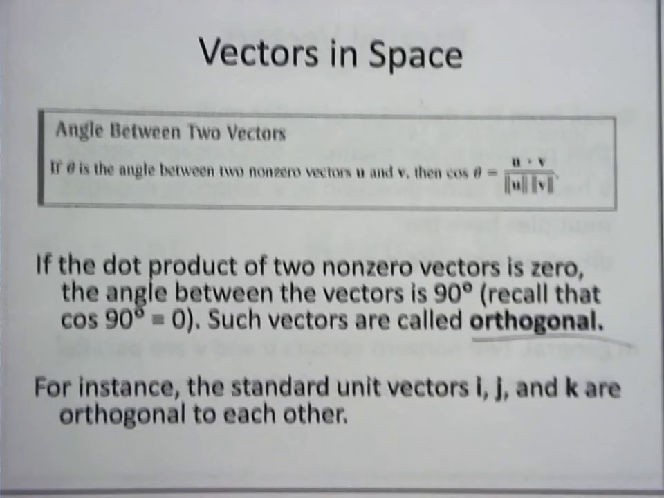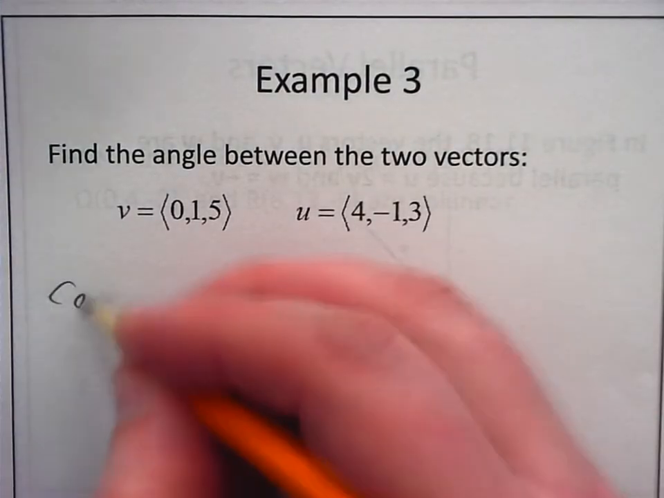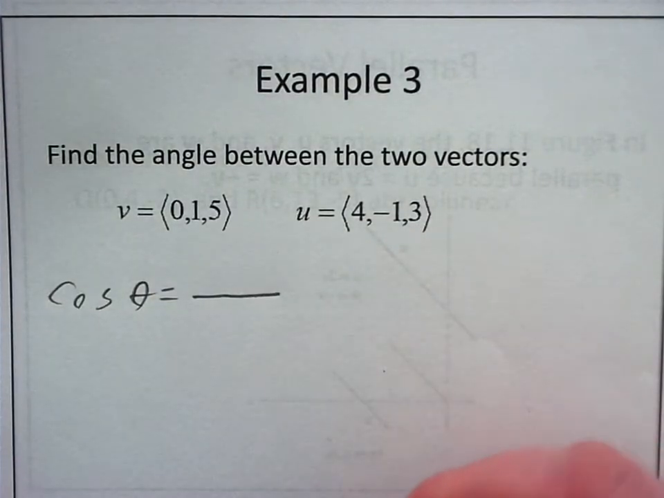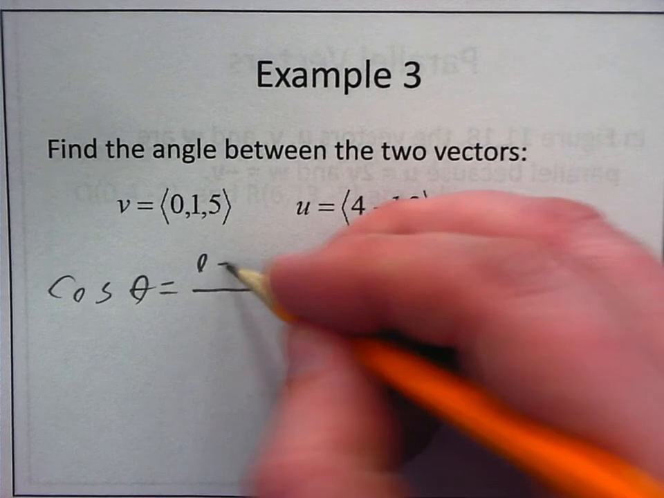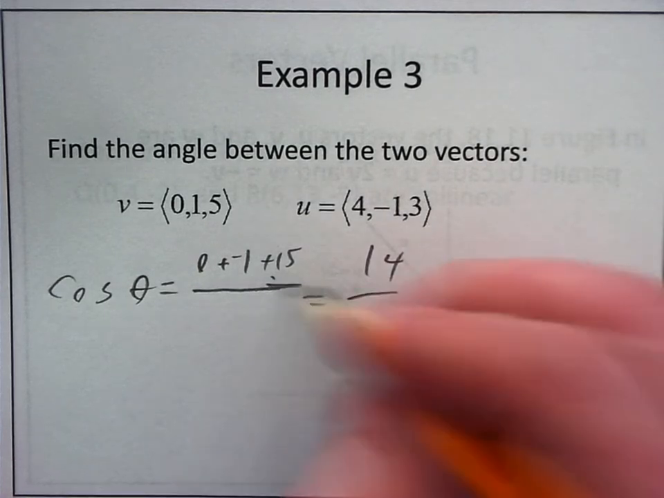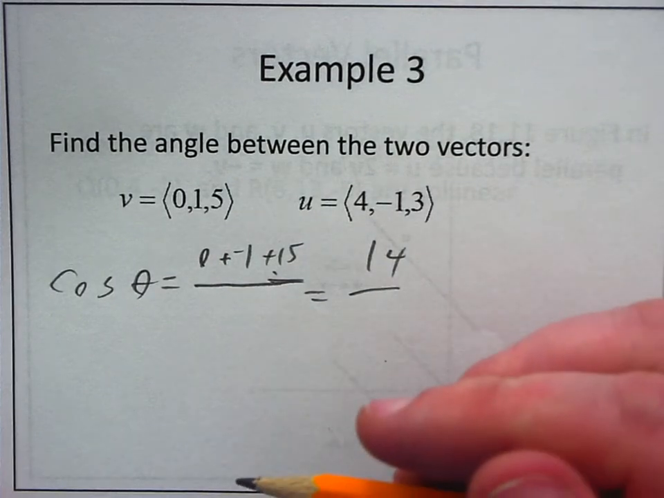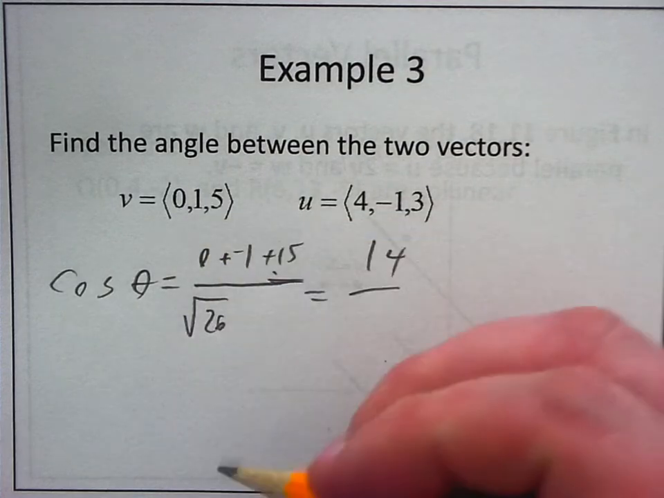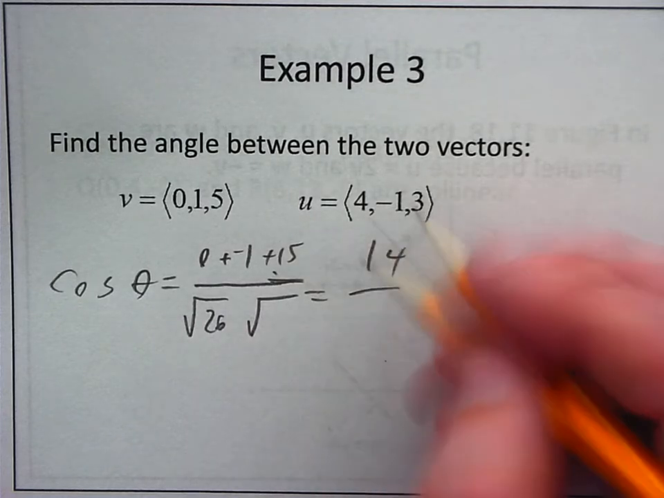Remember that? So if I want to find the angle between these two vectors, I need to do all those parts. Cosine of theta is going to be equal to, what do I get when I do u dot v? 14. You get 0 plus negative 1 plus 15. What about the magnitude of u? Or v, doesn't really matter which one. Square root of what? 26. 0 plus 1 plus 25. What about the other one? Yeah, 16 plus 9 is 25, plus another 1 is 26 again.